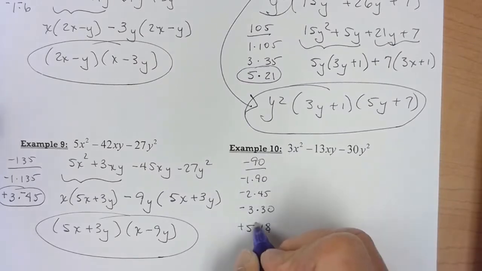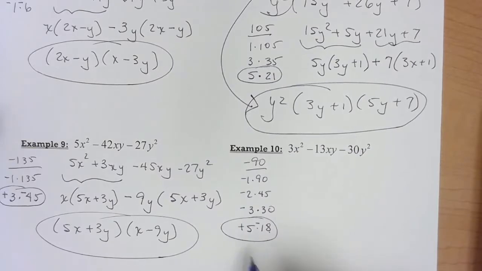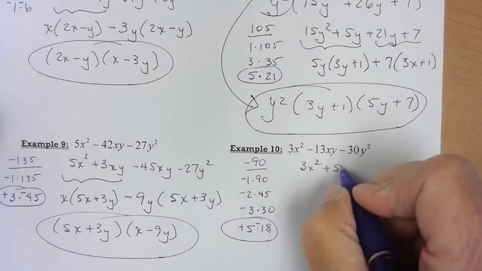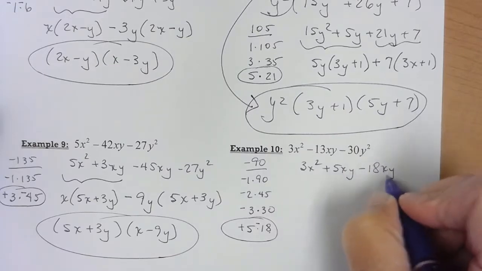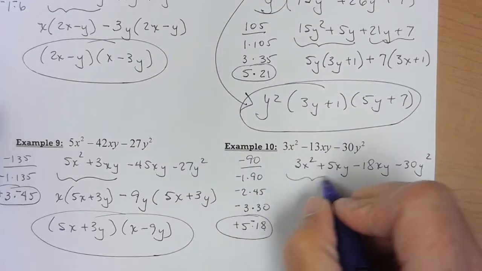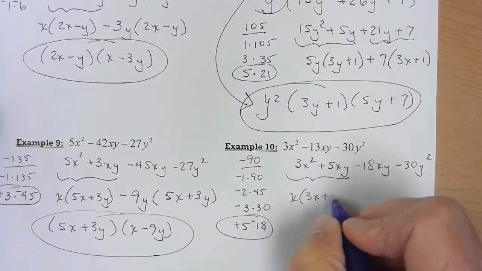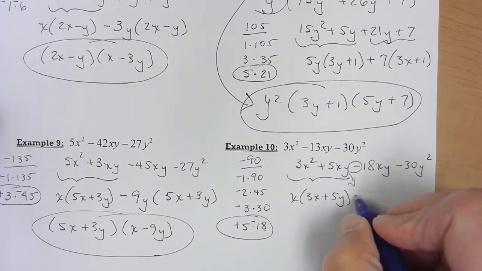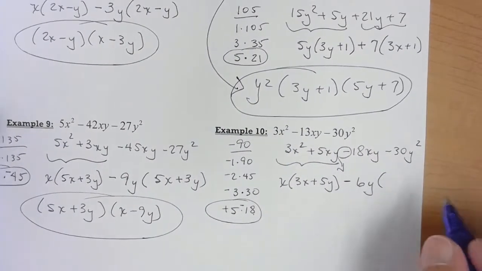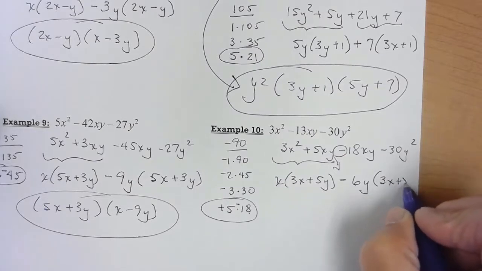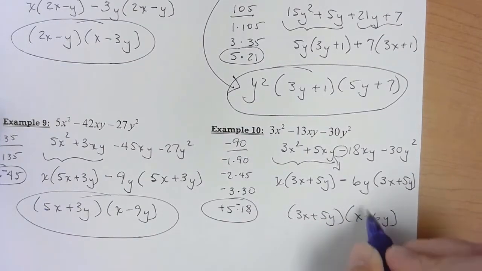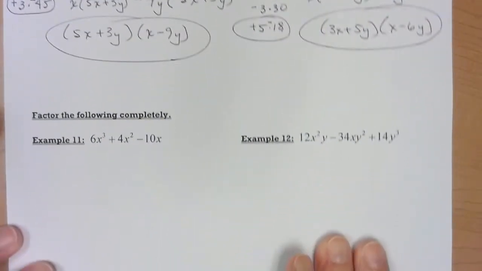That's a positive 13. I need a negative. And it's not legal to change just one sign. You can't make it work. It has to work. So that does in fact give me my negative 13xy. So out of this group, an x, a negative 6y. Remember, we're just factoring out a common monomial. So that would give me a 3x plus 5y. There it is. Last two.